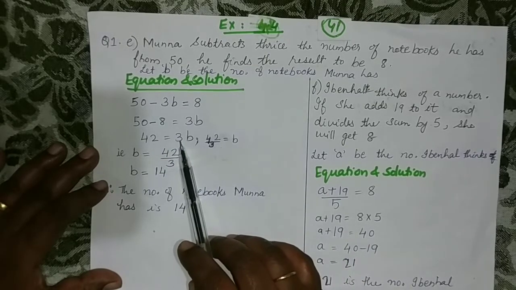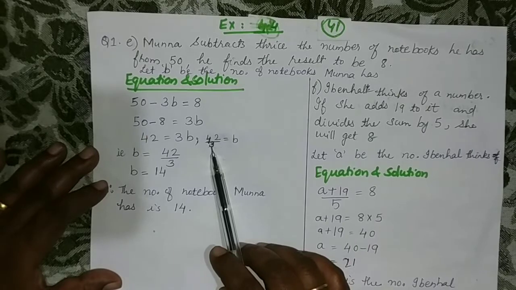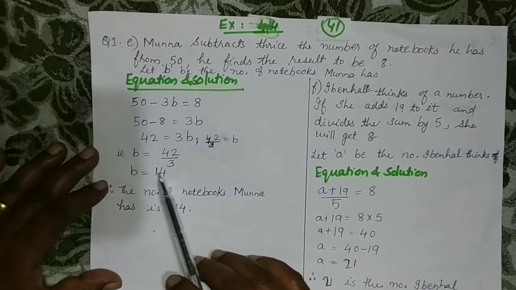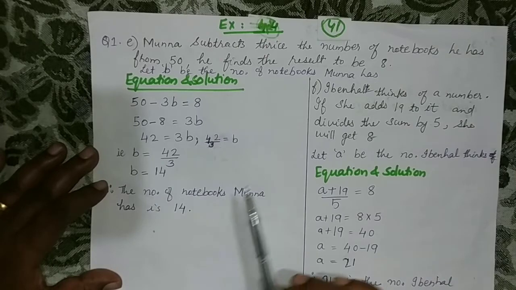The reason is that 3 is multiplied by B. That 3 is taken from RHS to LHS, so it is dividing. So 42 by 3 is what? B. What is 42 by 3? 14. So the value of B is 14 only. That means what is B? The number of notebooks Munna has. That is 14.